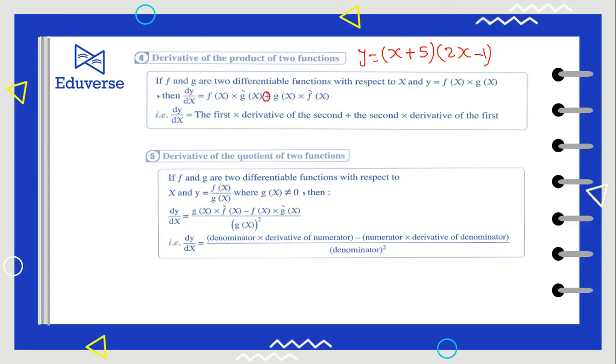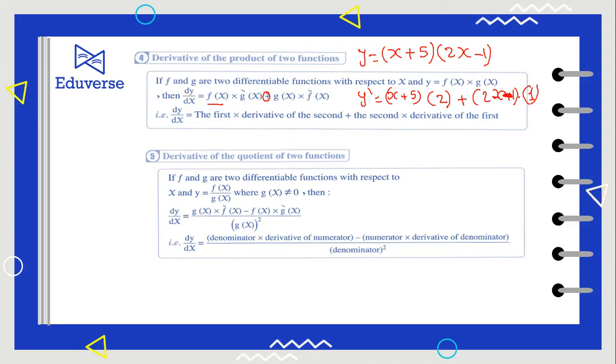If I have y equal f of x multiplied by g of x, then f of x can stay as it is, with the derivative of the other, plus switch. For example, here, y dash equal: I can put x plus 5 as it is, and the derivative of the second one, 2x plus 1, is 2, plus, and switch: 2x plus 1 as it is without any derivative, and then the derivative of the other one is 1.